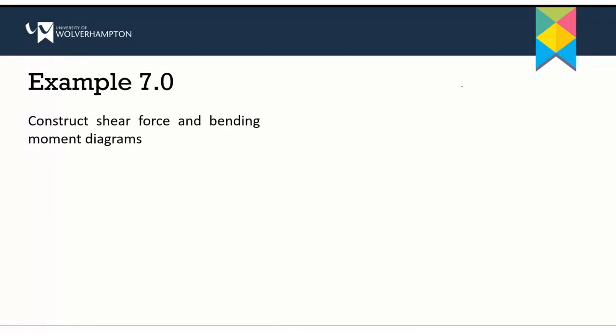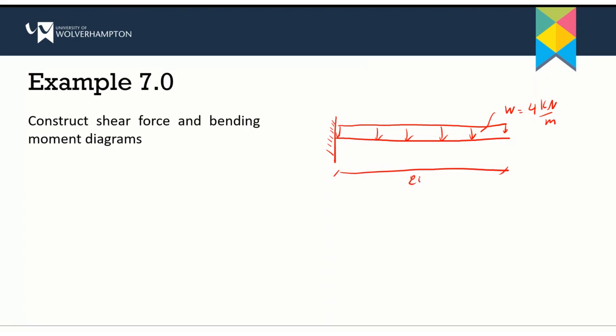So let's assume that we have the previous example with the cantilever beam. And here we have a UDL on the beam. Let's say W equals 4 kilonewtons per meter. Let's make it a bit different. Also, let's assume that this is 20 meters. Well, okay, 20 meters is very large. Let's make it 10 meters. This can be point A. This is point B.